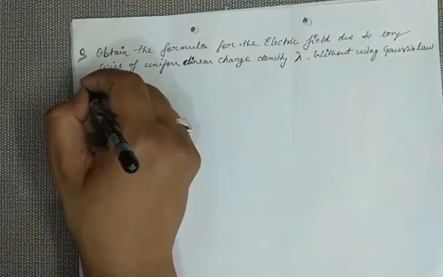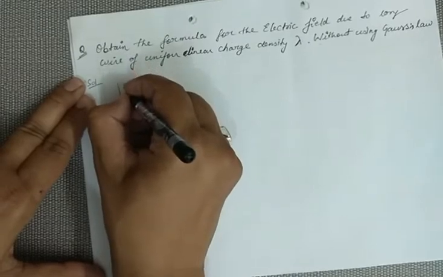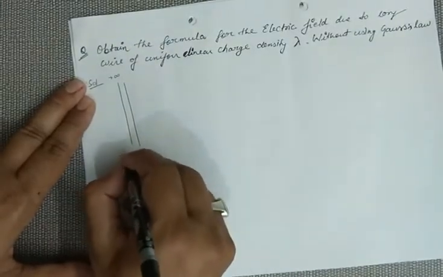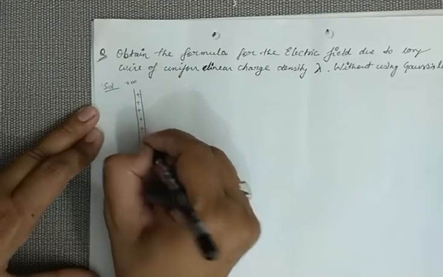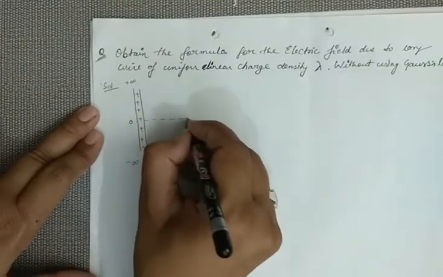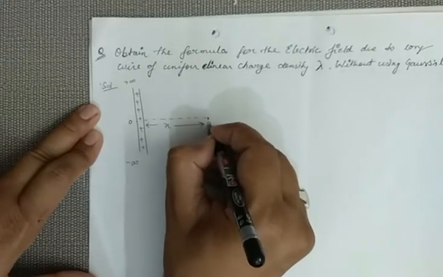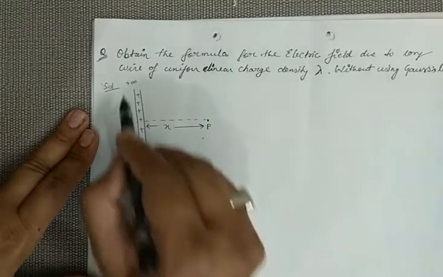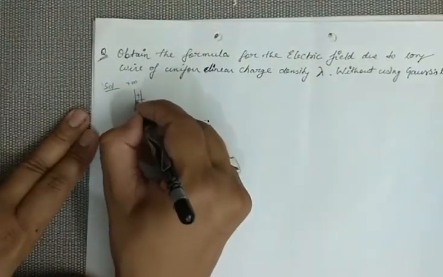So let me take a wire. This wire approaches from plus infinity to minus infinity. So this is my wire with charge on it. Now let this be the center point of the wire, and from this point at a distance of x, this is my point P, where I have to find the electric field. So this is the point where the electric field is to be determined, and this is the infinite wire. Distance is x.